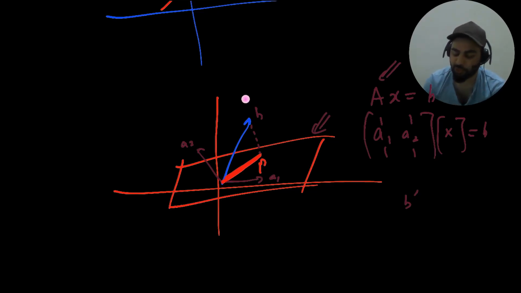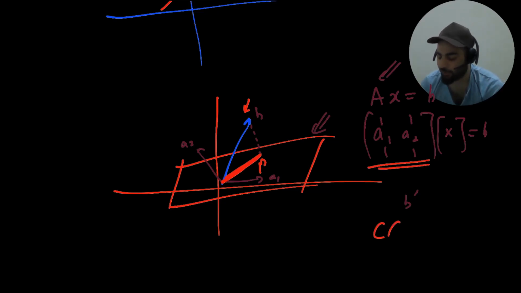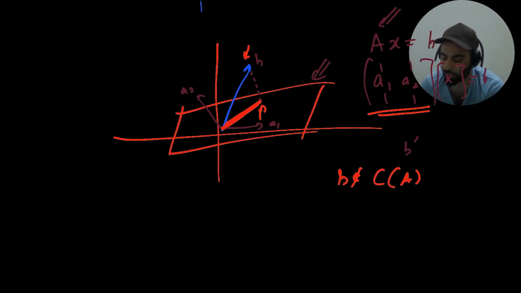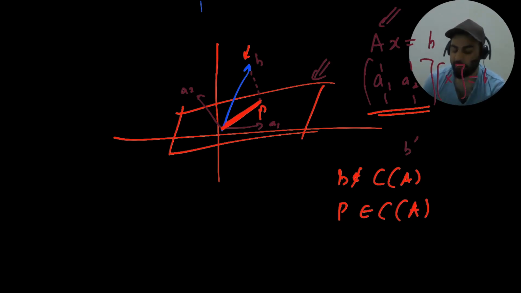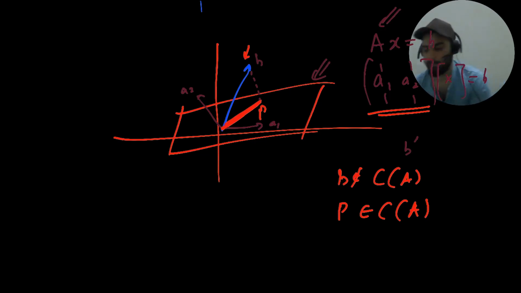Because this b was not lying on this plane. That means this was not lying in the span of a1, a2. This is the matrix that we had. This was not lying in the column space of A. So b did not belong to this. Now what we are doing is we are projecting. So p is a projection of this b. It does belong to the column space of A. Now we want to find the projection. So how to find this projection now?